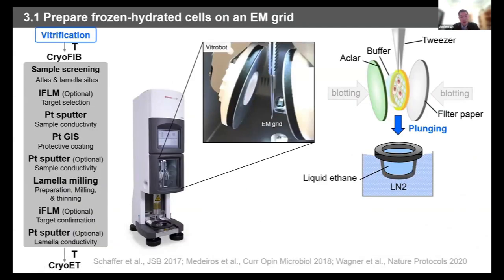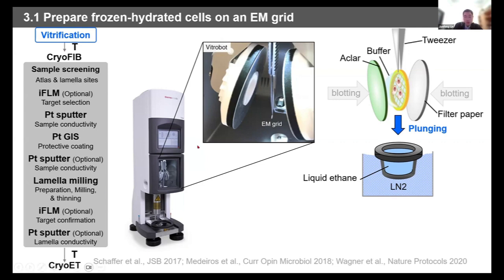Because the workflow is relatively complicated, especially for new users, to make the steps introduced here easy to follow, I will show the workflow on the left side. And for each individual topic which I introduce here, I will highlight it in blue text to show what we are talking about. So, for example, this workflow starts from vitrification, and as I mentioned before, I will focus on Vitrobot.